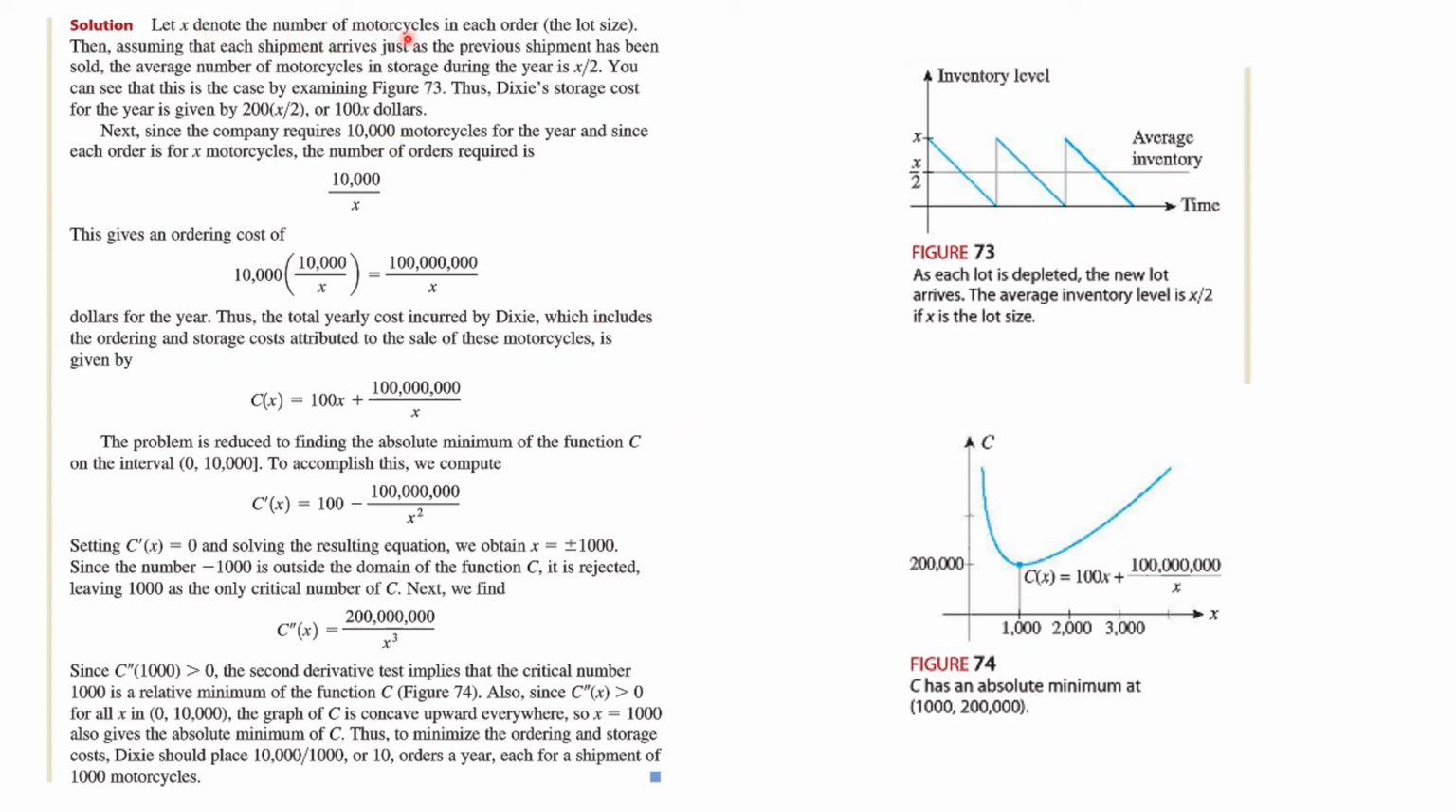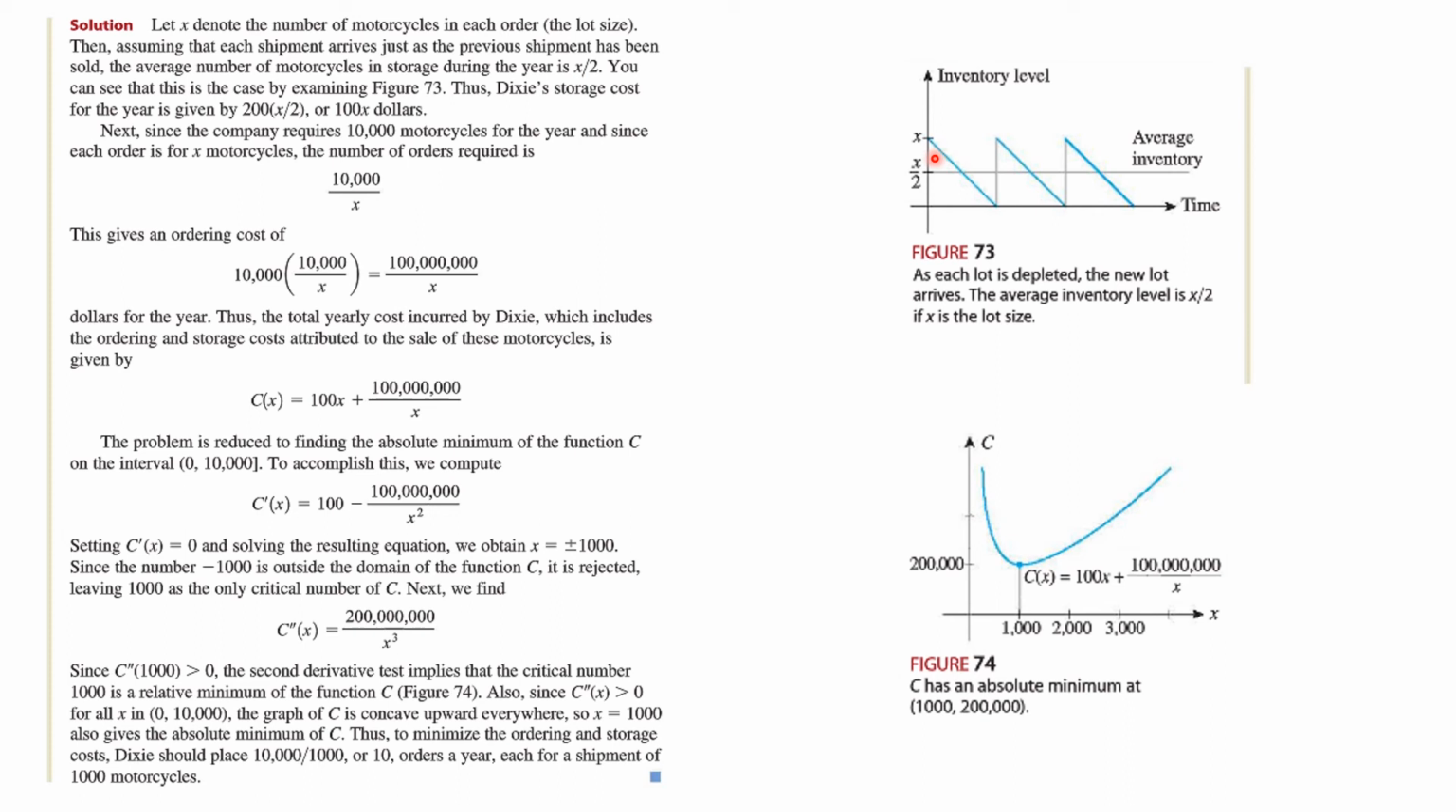So we're going to let X be the number of motorcycles that you order each time. And this is called, in business circles, the lot size. And we're going to also assume that each shipment arrives just as the previous shipment has been sold out. That's not a totally real thing, but it's a good assumption. And the average number of motorcycles in storage during the year is X over 2.